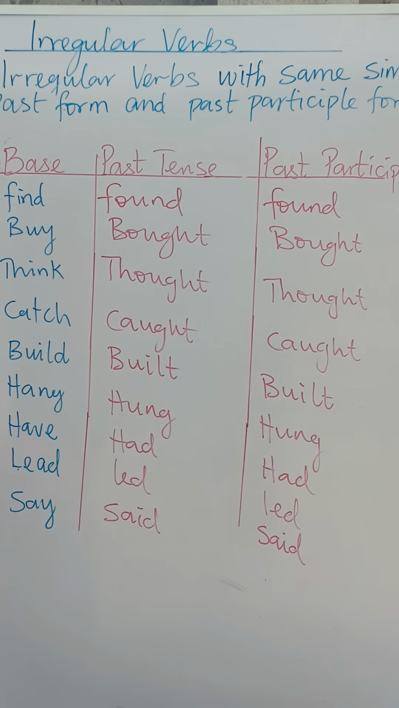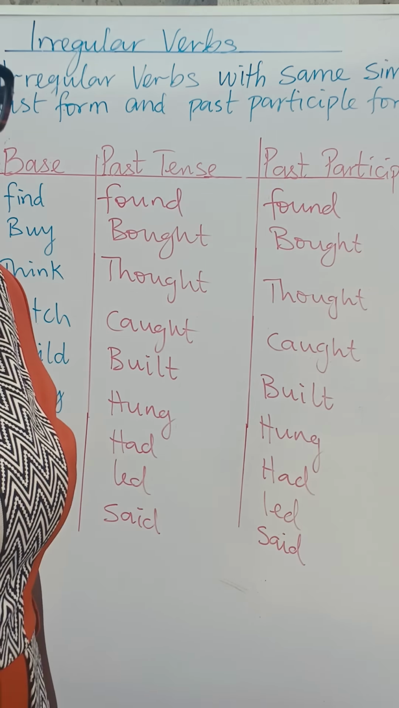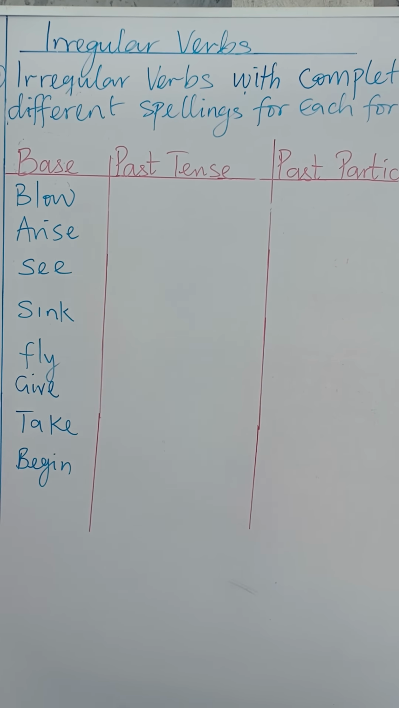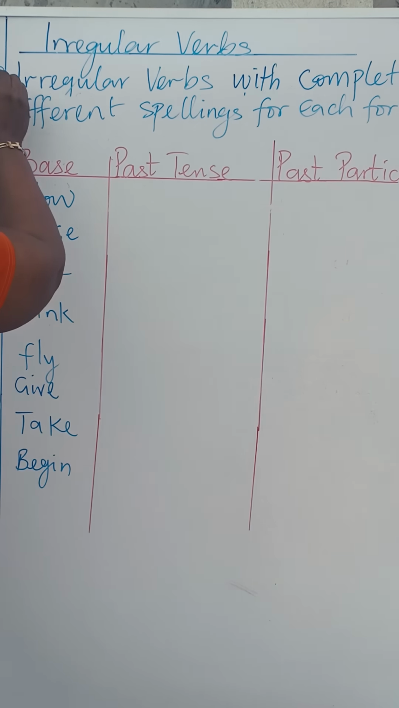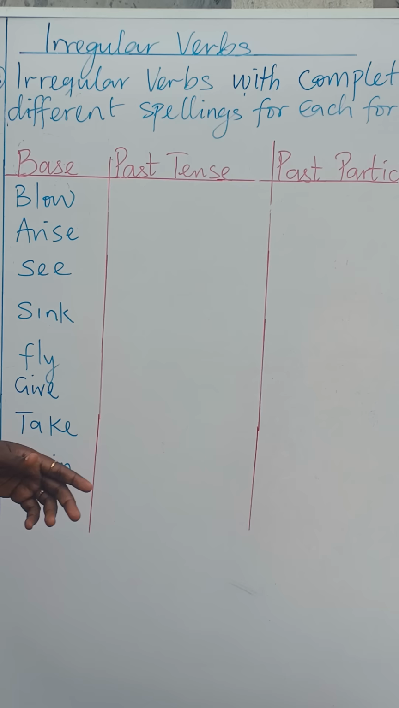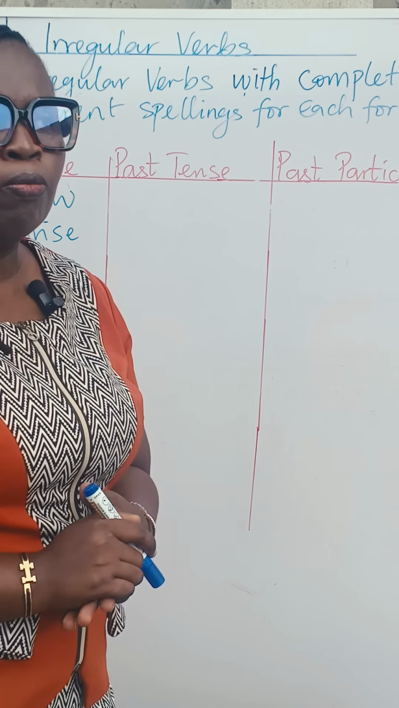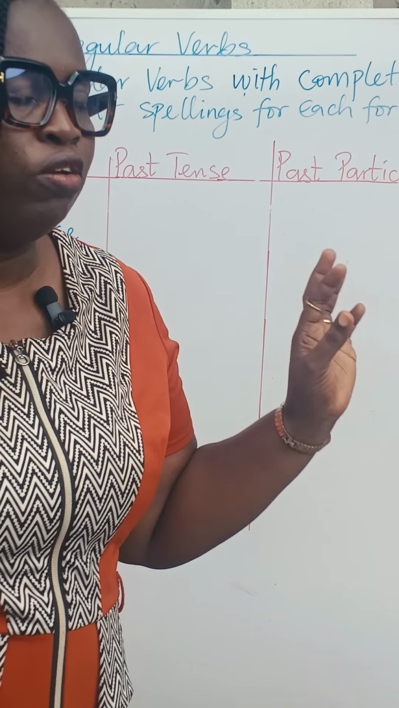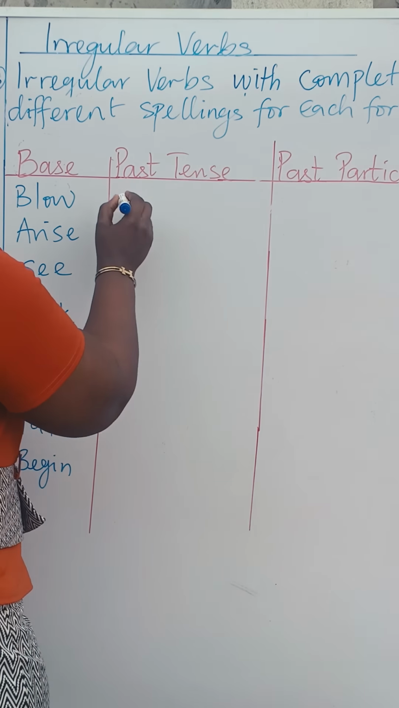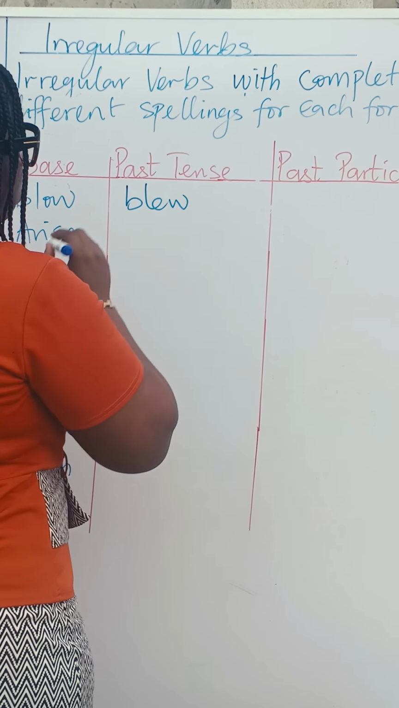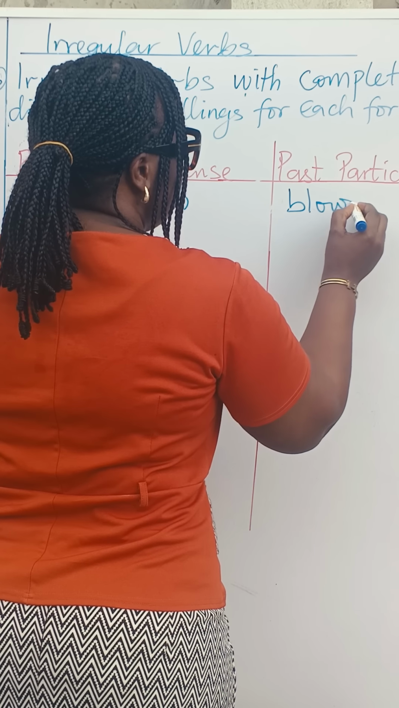Now let's look at the third and final group of irregular verbs. The third group is irregular verbs with completely different spellings for each form. Completely different spellings for each form. We'll have blow. What is the past tense of blow? Blew. And the past participle is blown.